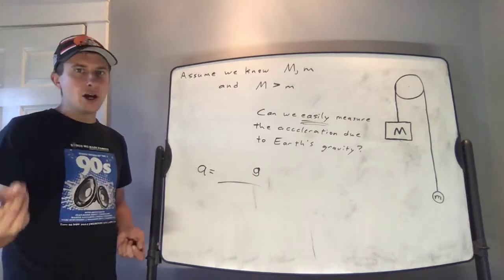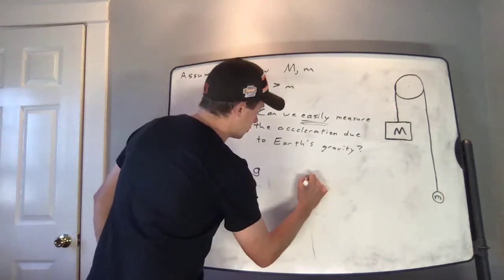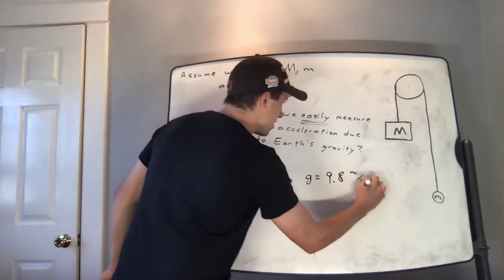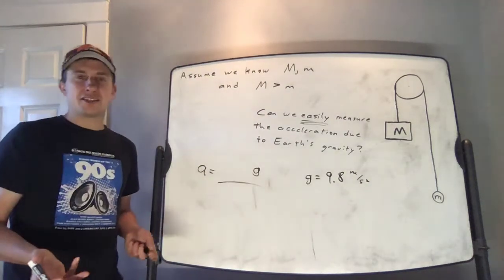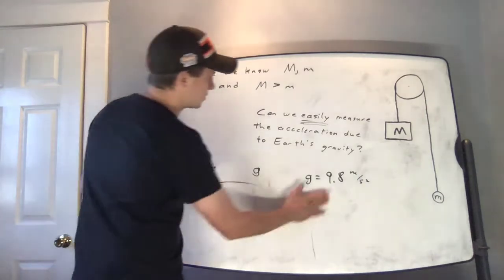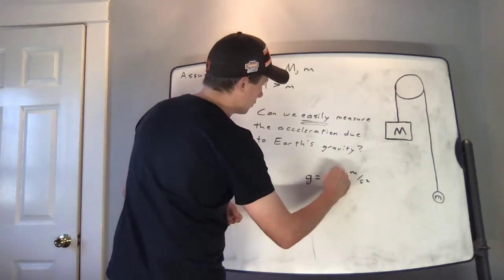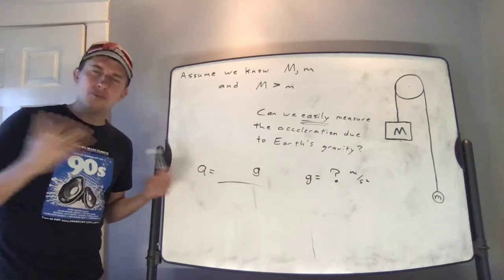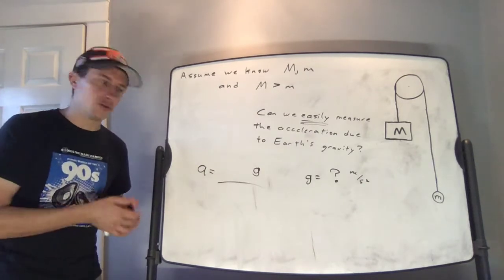Now today, we know that the acceleration due to gravity is 9.8 meters per second squared. But at this time, hundreds of years ago, we didn't have physics textbooks that gave this number to us, and this was a very difficult to measure quantity. So how do we go about measuring the acceleration due to Earth's gravity?